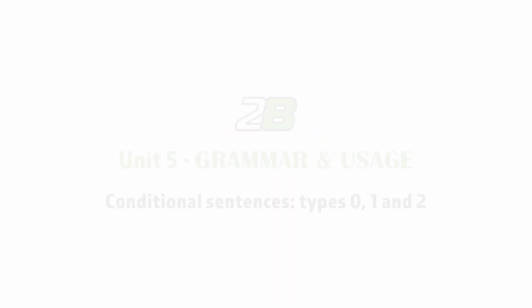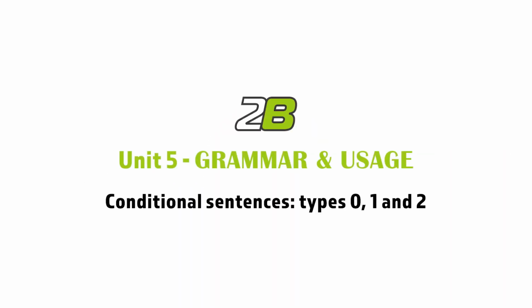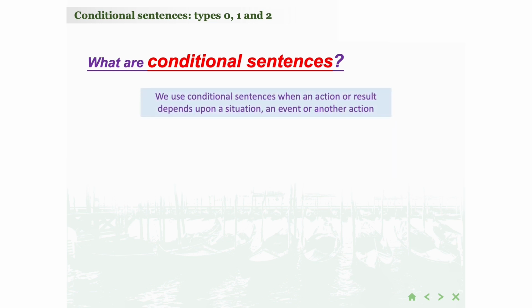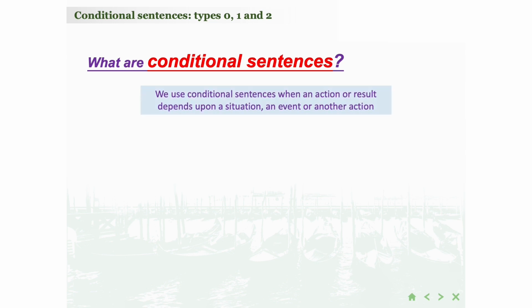In this video, we will be learning about three types of conditional sentences. First, let's find out what conditional sentences are. We use conditional sentences when an action or result depends upon a situation, an event, or another action.